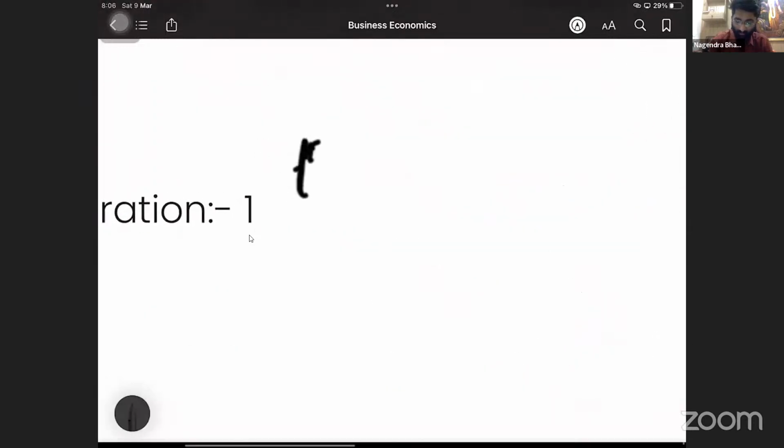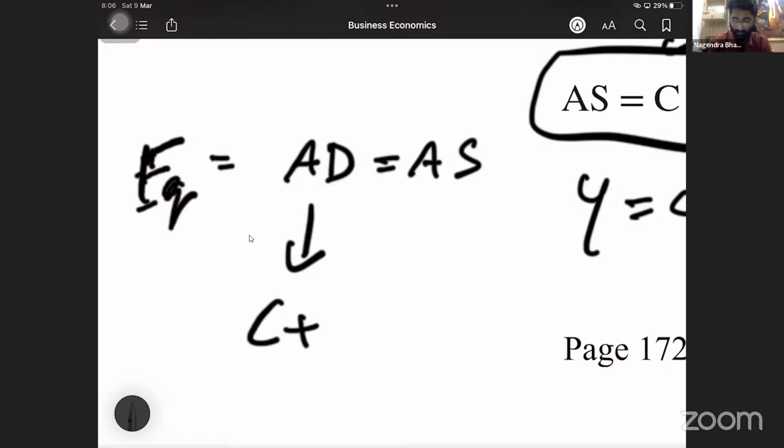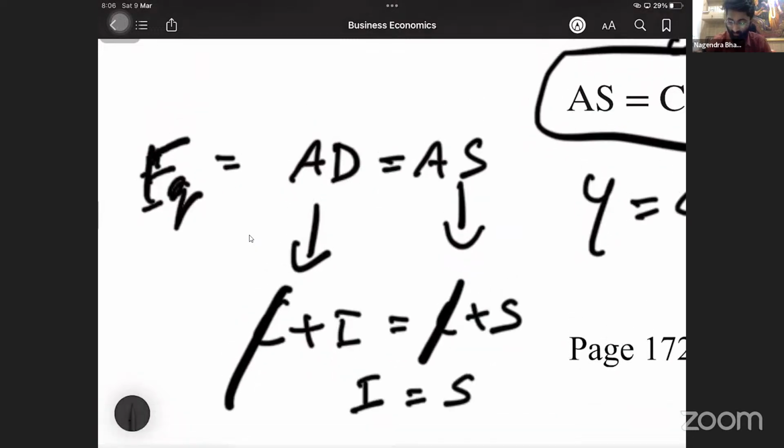Equilibrium is where aggregate demand is equal to aggregate supply. Sir, what is aggregate demand? C plus I. That is equal to aggregate supply, which is C plus S. C gets cancelled. So I is equal to S. This is equilibrium.